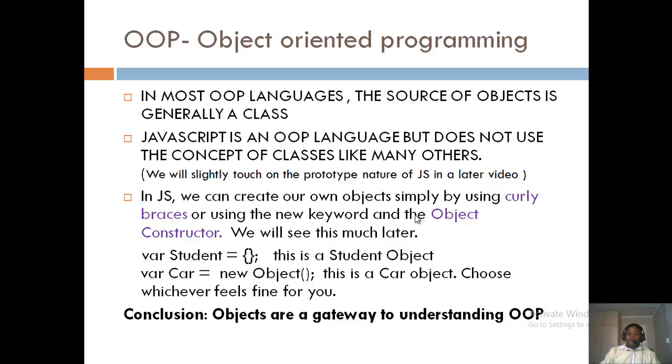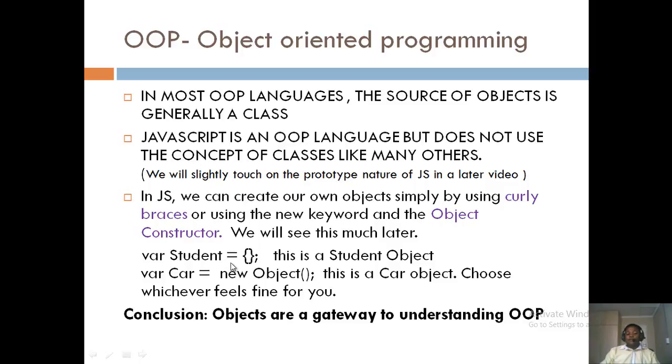In JavaScript, we can create our own object simply by using the curly braces. And we can also use the new keyword and the object constructor. And we'll talk about this much later. But here's an example down here.